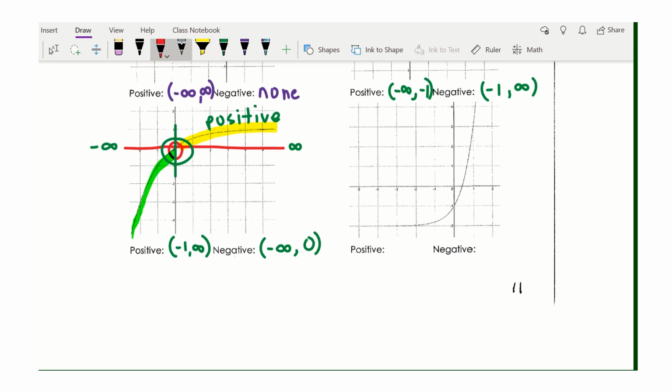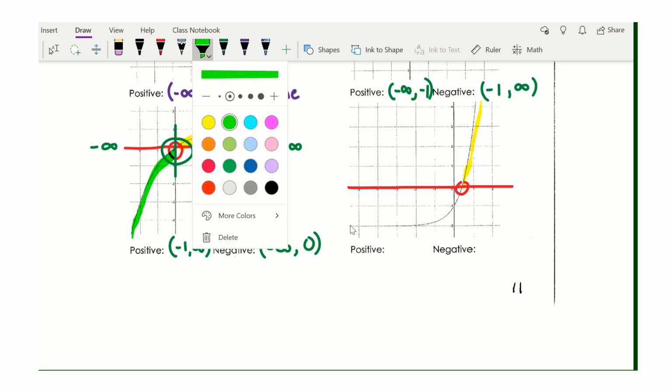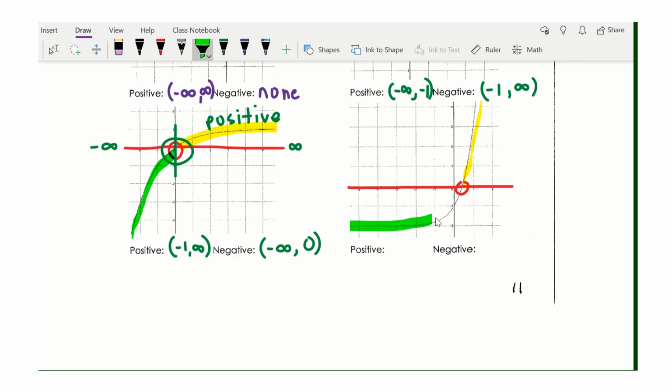Last one. Here's our x-axis, and here's where the graph crosses the x-axis. That's a little tricky because it's not an integer, but we'll just give an estimate. And the positive part is here where it's above, and the negative part is here where it's below.